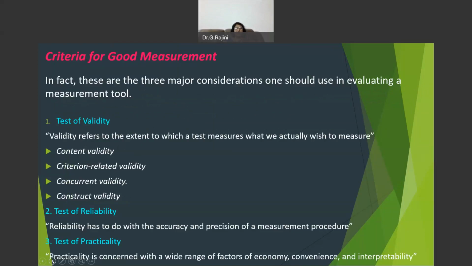In fact, there are three major considerations one should use in evaluating a measurement tool. The first and foremost thing is test of validity. Validity refers to the extent to which a particular test measures what it actually wishes to measure. We have four types of validity: content validity, criterion related validity, concurrent validity, and construct validity. And we have the test of reliability, whether the tool is reliable or not. It talks about the accuracy and precision of a measurement procedure.